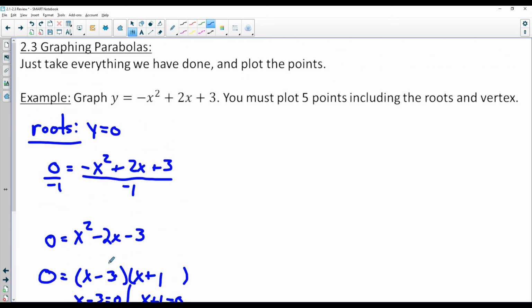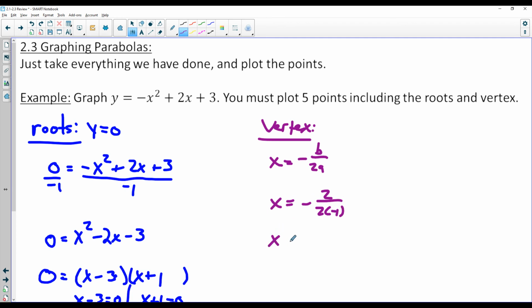Now it wants the vertex, right? So let's do the vertex over here. To find the x value of the vertex, we're going to do x equals negative b over 2a. I'll write it out, negative b over 2a here. So negative b is positive 2, all over 2 times a, which is negative 1. Negative and a negative is going to cancel, and we're going to be left with 2 divided by 2, which is going to be a positive 1.